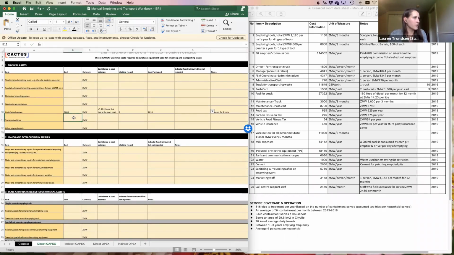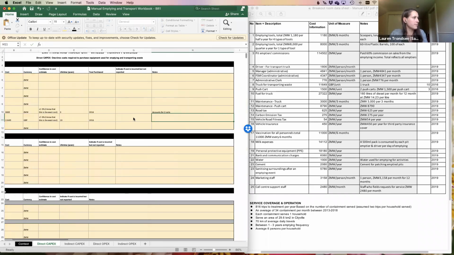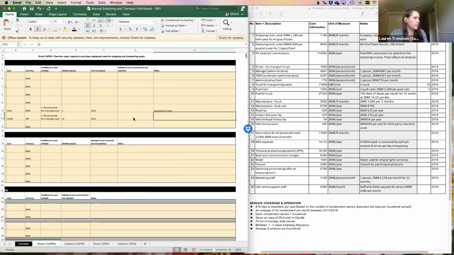The other one we have is the transport vehicle. So we have the truck for transporting waste, which is 11,649. And apparently it was purchased in pounds. So we can just overwrite this into pounds. Again, they know the exact cost. The lifetime for this is 10 years. And it was also purchased in 2016. And just say 1 truck.